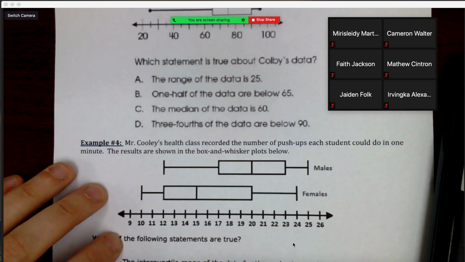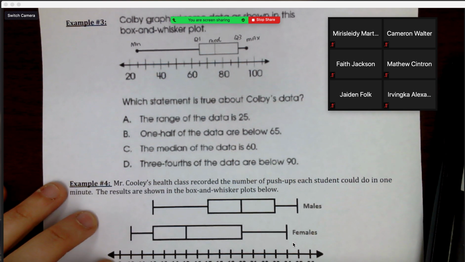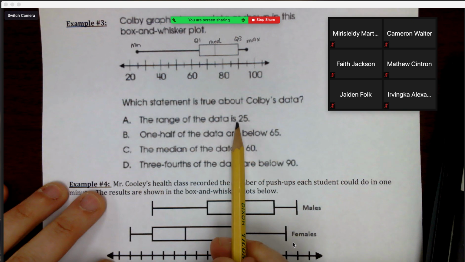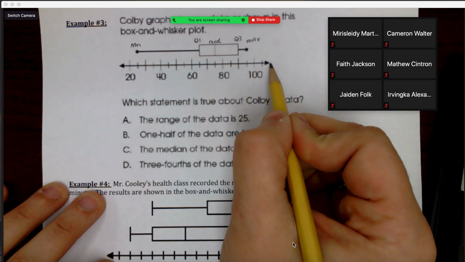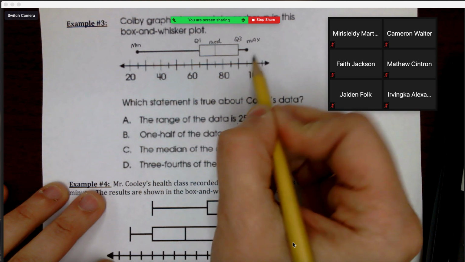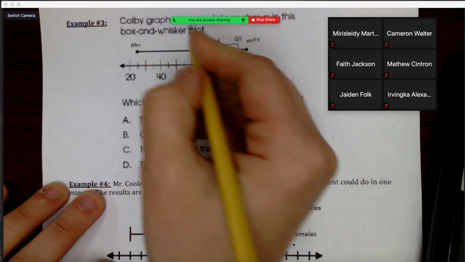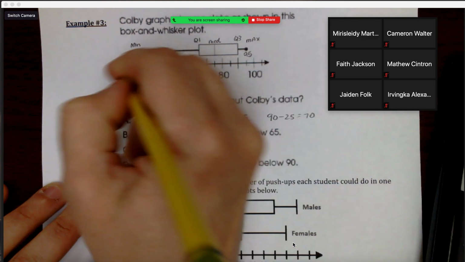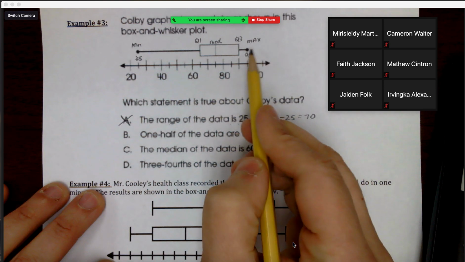What statement is true about the data? So let's take a look. The range of the data is 25. Well, the range is the highest, which looks like it's going to be about 95. And the lowest is going to be 25. So 90 minus 25 equals 70. This is not true. Max minus the minimum is the range.